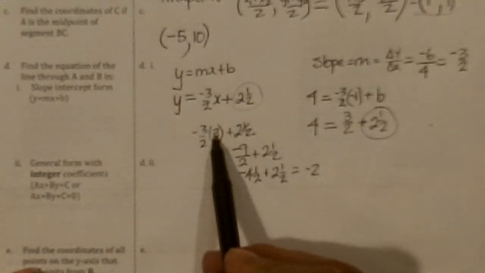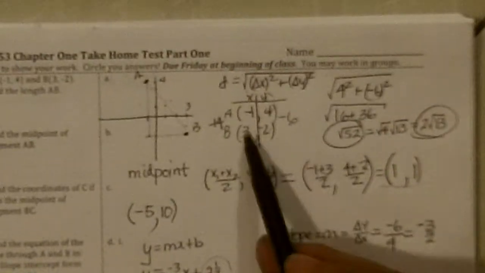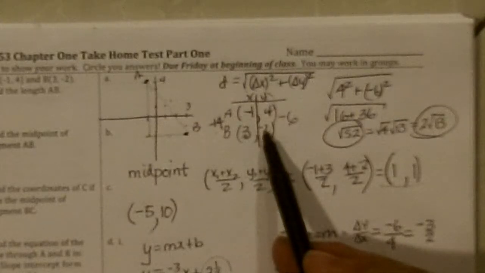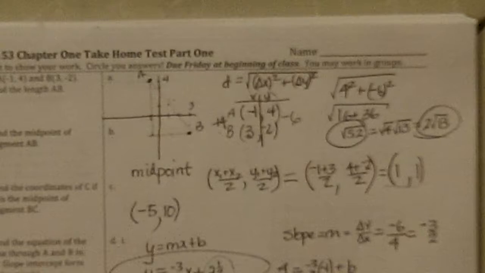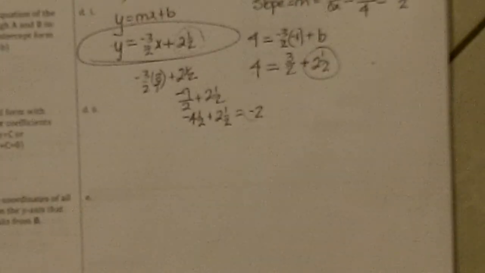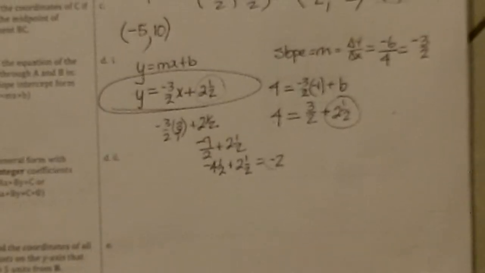I started with 3 and got the y to be negative 2. Started with a 3, ended up with y being negative 2. So that 2.5 is correct. That's a good way to check yourself. Okay, so that's that problem.